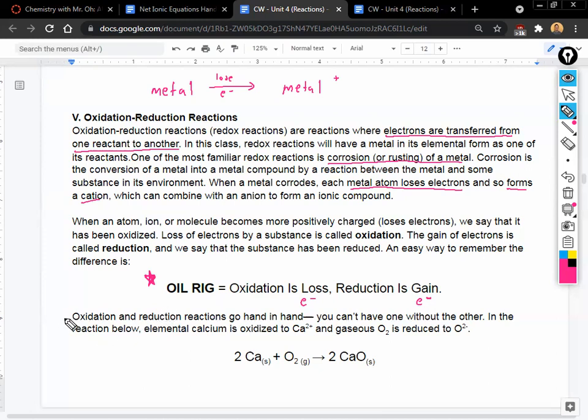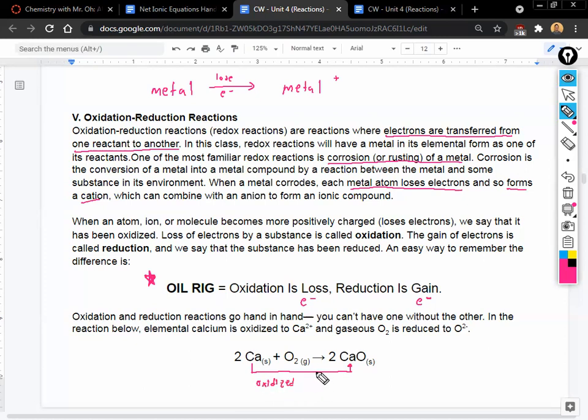Another thing to remember is that oxidation and reduction don't just happen by themselves. They're like two sides of the same coin. If you have something oxidized, something has to be reduced. Here we have an example of an oxidation reduction reaction. What happens here is the calcium is going to be oxidized.